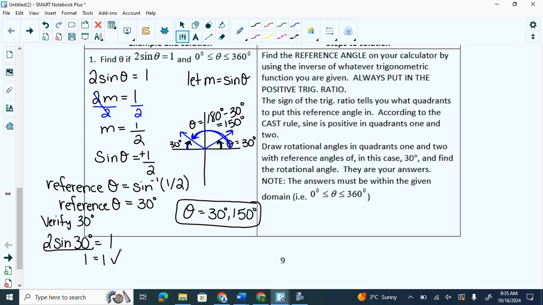Every time you solve for a variable, even if it's a theta, you can plug it back in and see if left side equals right side, correct? So solving is the best lesson of all solving lessons, because you can literally plug it back in and see if left side equals right side. And then we can verify 150. We go 2 sine 150 degrees. 1 equals 1. So we know we're right.